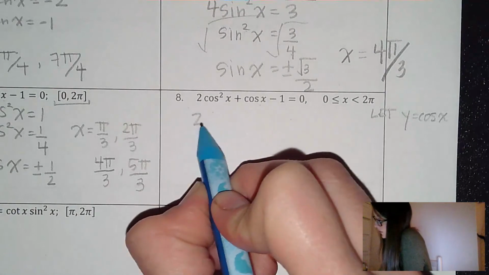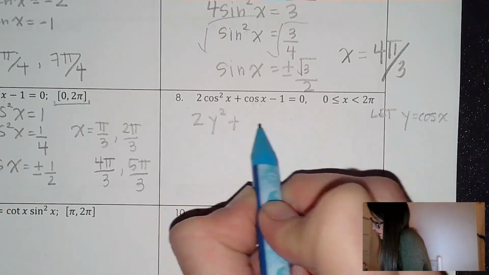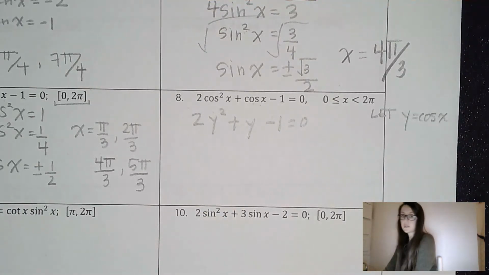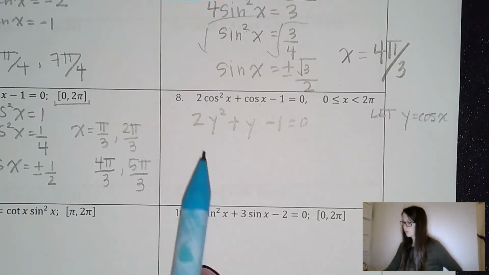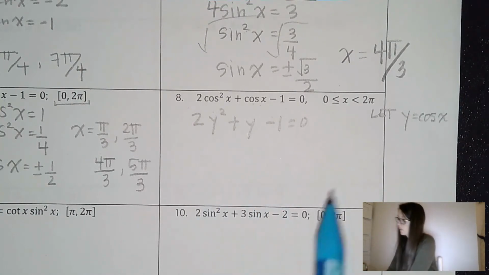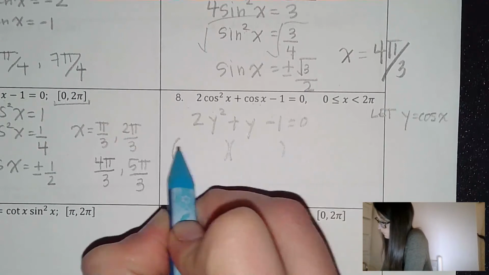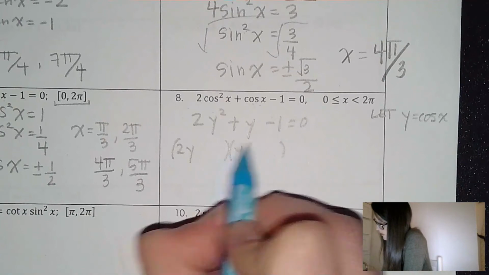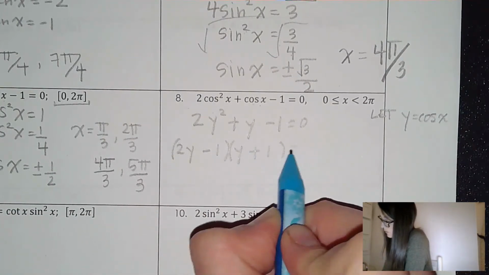So this is going to turn into 2y squared plus y minus 1 is equal to 0. And so this is just a regular algebra factoring problem. So I want to figure out what multiplies together to give you negative 2 and adds together to give you a 1. So this will be able to factor to 2y and y, right? And one is going to be negative, and then the other one would be a positive 1 like that.